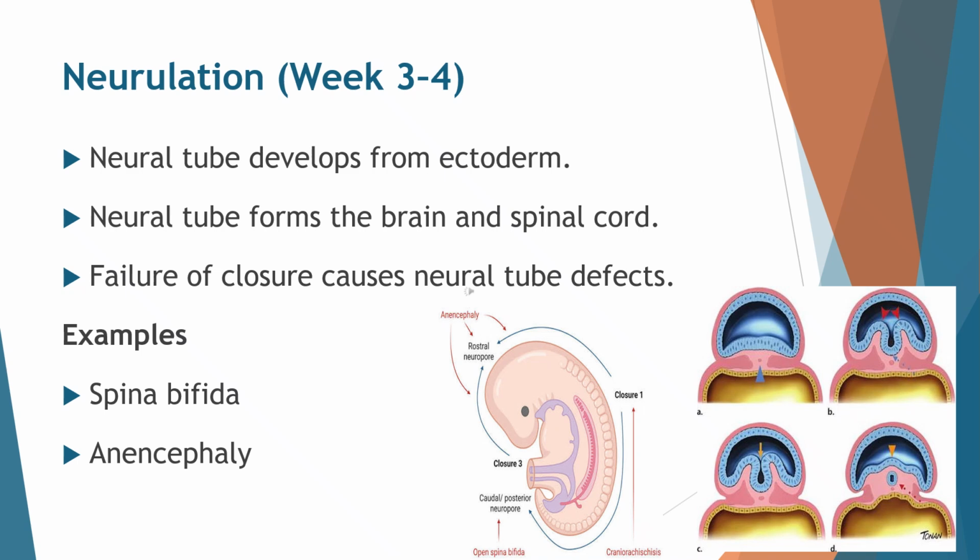So remember these important points. Neurulation occurs during week 3 to week 4. The neural tube develops from the ectoderm. The neural tube forms the brain and spinal cord. Failure of neural tube closure causes neural tube defects, such as spina bifida and anencephaly.